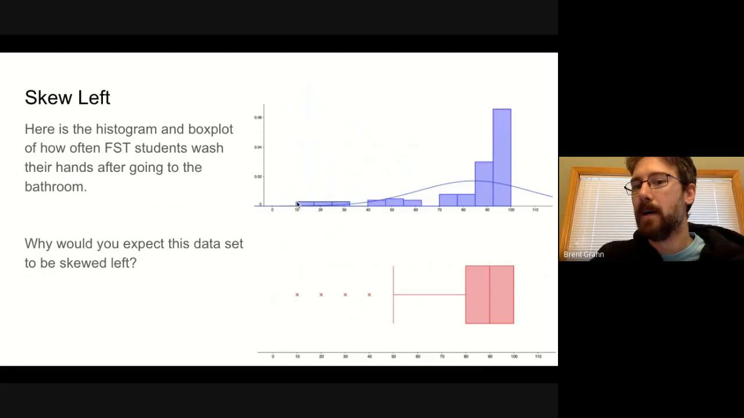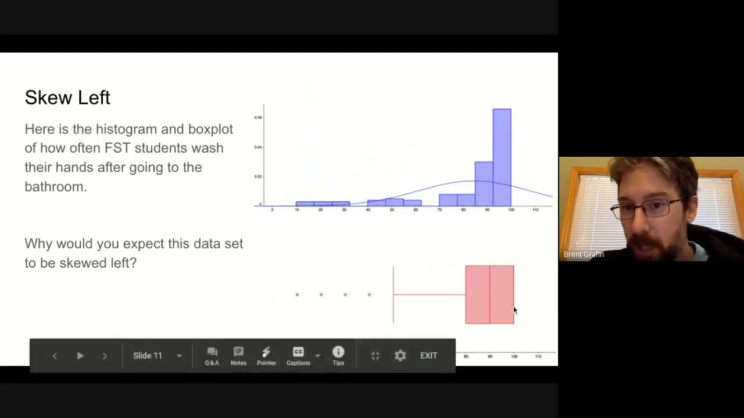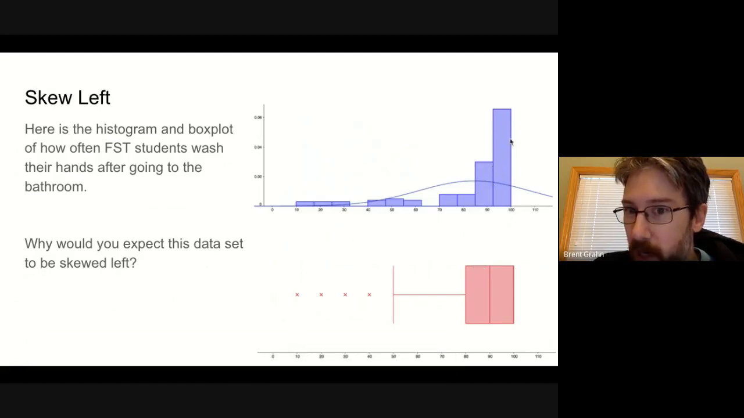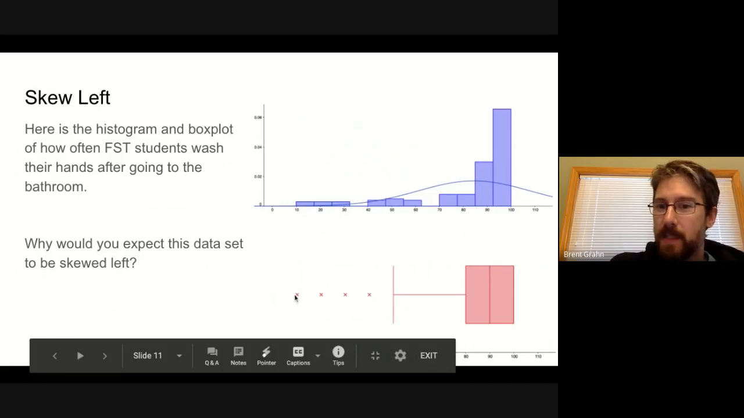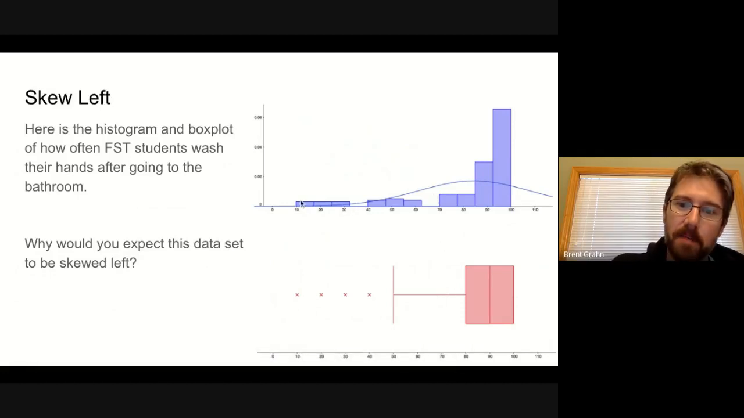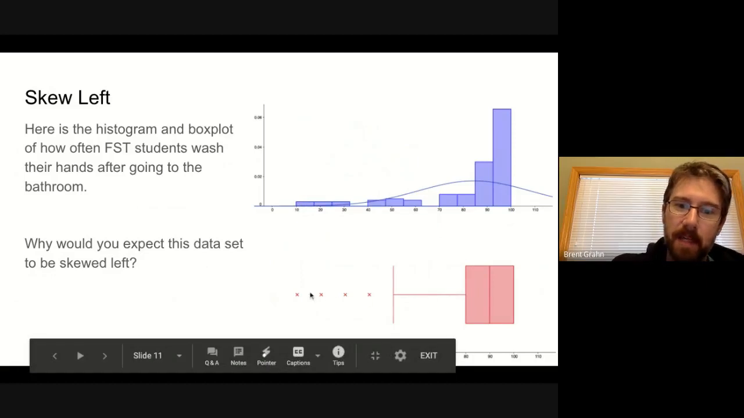So again, our box plot kind of helps support this, where you have the box very closely representing these two taller bars, and then a long whisker on the left side, some outliers on the left side, but none of that on the right. So this tail to the left means that it is skewed left.